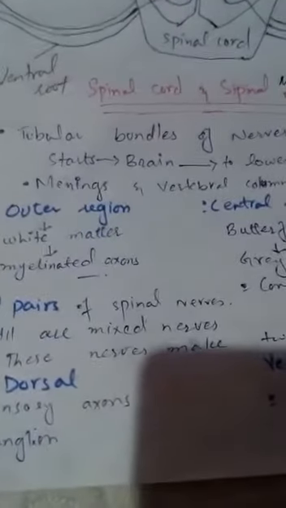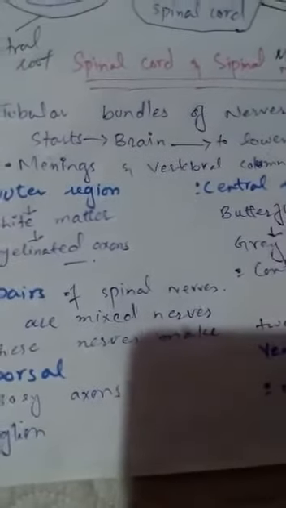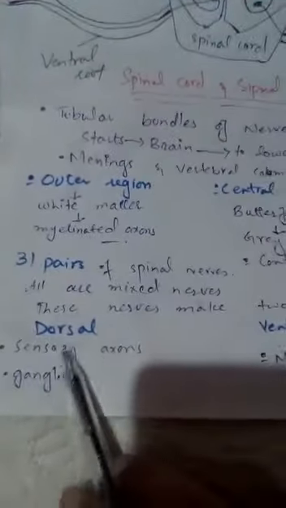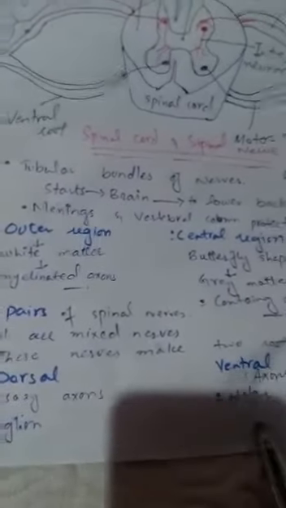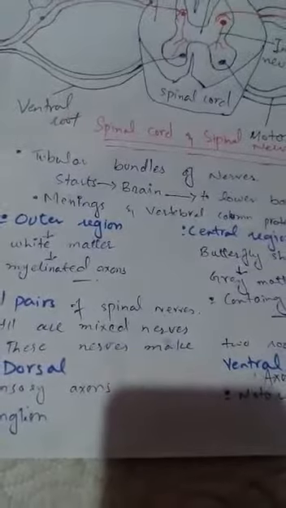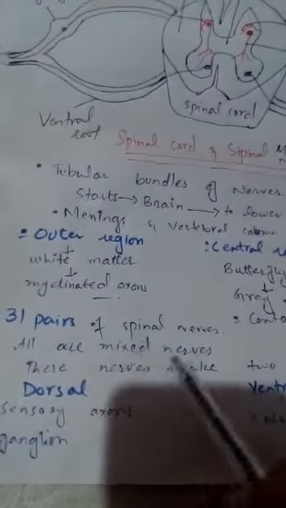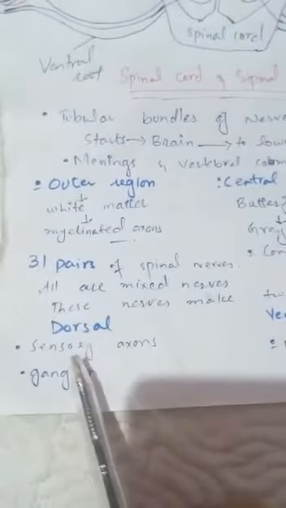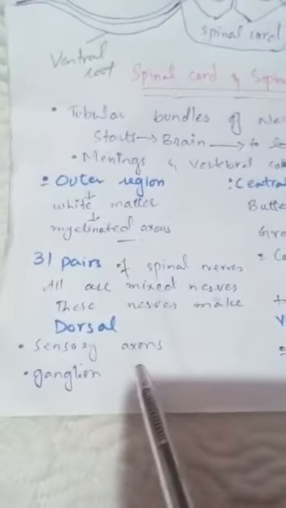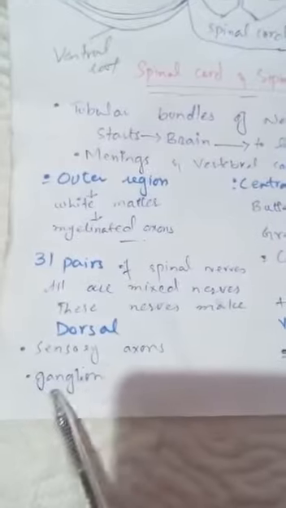At the point where the spinal nerves arise from the spinal cord, two roots are present: the dorsal root and the ventral root. When the sensory and the motor axons arise from the dorsal and the ventral roots and unite, they form the mixed nerve. So the dorsal root contains the sensory axons and also the ganglion.